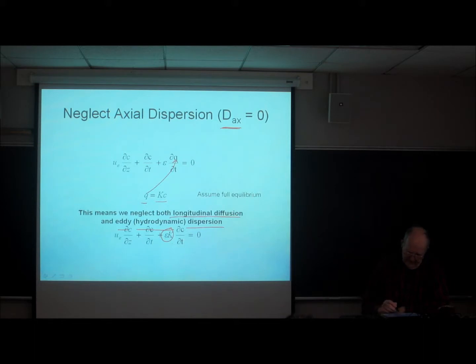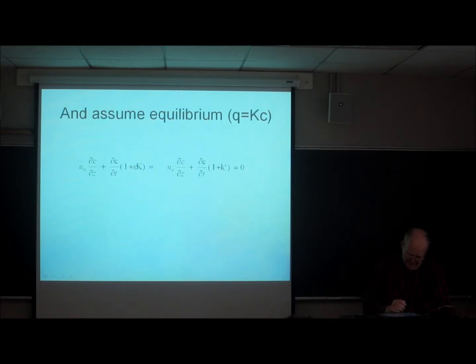We have epsilon K times dc/dt, so there's a dc/dt, there's a dc/dt, so I can factor that, and this equation becomes the same as that equation, and this is our retention factor. So k prime equals epsilon times K, where epsilon is essentially our phase ratio. So this is now the problem that we're solving, and it turns out that this has an extremely simple solution.